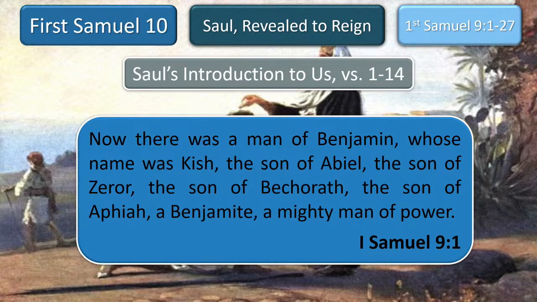And that's exactly what he gives you in this chapter. His heritage: there was a man of Benjamin, whose name was Kish. That's Saul's father. The son of Abiel, the son of Zeror, the son of Bechorath, the son of Aphiah, a Benjamite, a mighty man of power.